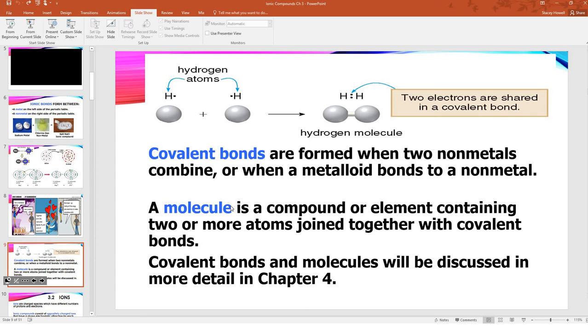These are called molecules, where in ionic compounds, we call them ionic compounds instead of molecules. Molecules depicts that there's really not a big positive or negative.